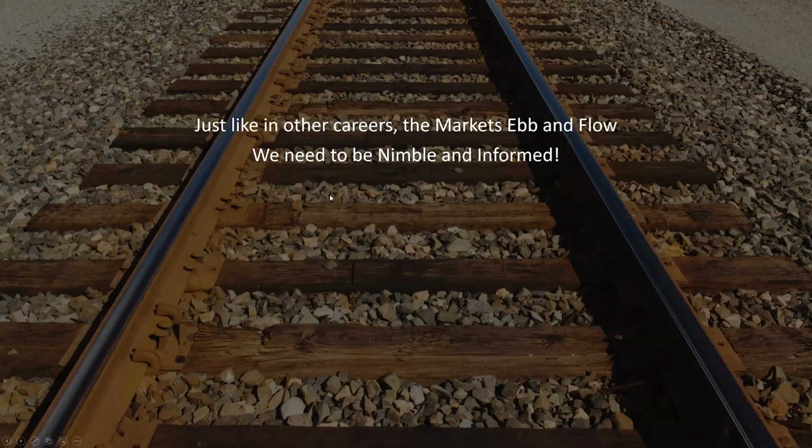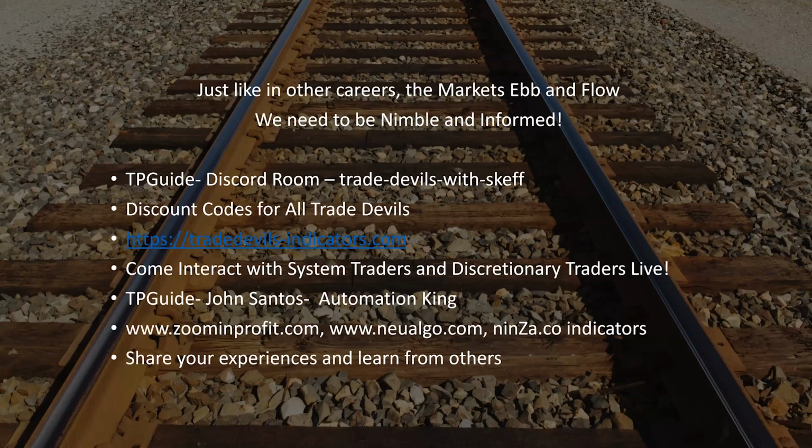Just like in other careers, markets ebb and flow. Every business does. We need to be nimble and informed. Let's circle back. How do we do that? Well, in my case, it became TP Guide. I discovered TP Guide because of their affiliation with New Algo.